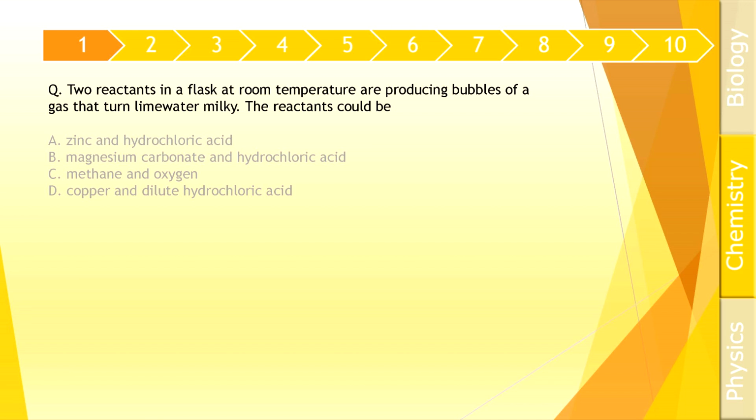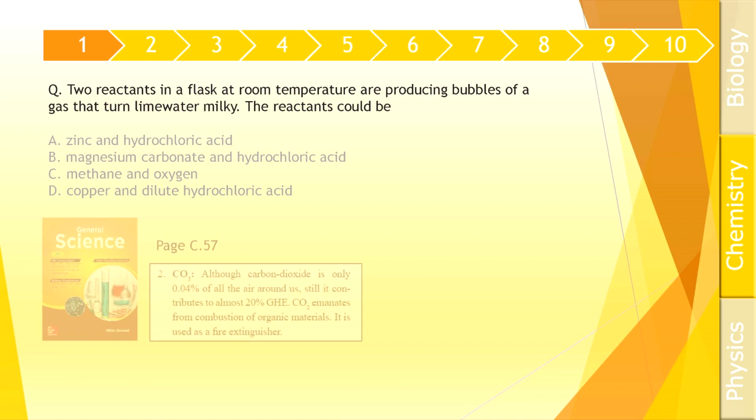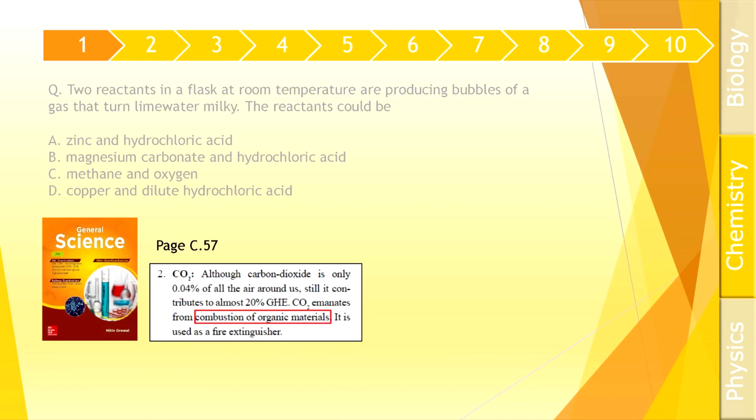Now everybody knows that carbon dioxide turns lime water milky. But which of the given reactants will produce carbon dioxide? I stated in the book that combustion of organic materials produces carbon dioxide. So that directs us to option C. Methane plus oxygen gives us water and CO2. Eventually CO2 produced will turn lime water milky.